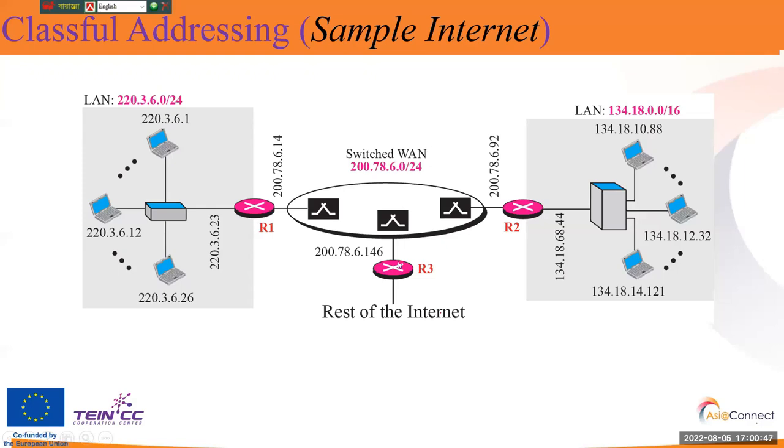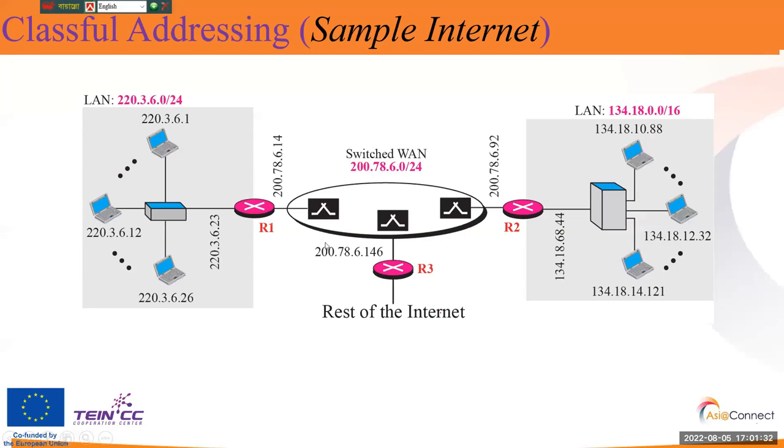Okay, basically classful addressing, this is the sample internet here. This is LAN 1, this is LAN 2, and this is the one connection. This is the sample network. So far we have studied that in classful addressing, this is a LAN network. Here we have used 2.22.3.6.0 with /24 notation, so the network address is 2.2.0.3.6.0.24, and this other network is 1.3.4.1.8.0.0.16. This is another network, and this is the switched one, connected through ATM or another network.